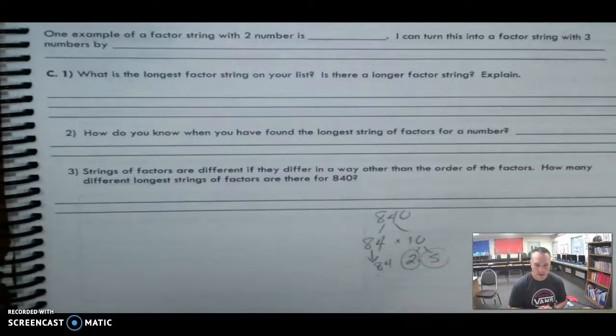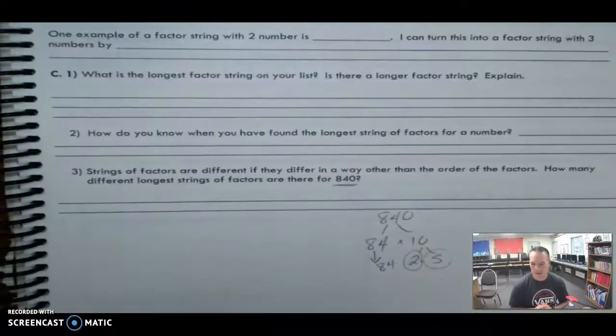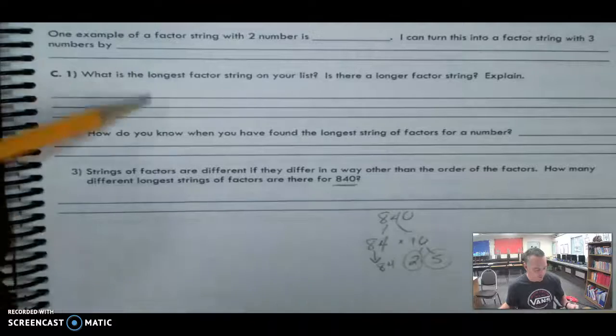How do you know when you found the longest factor string for a number? Okay, that's going to have to do with prime numbers, right? That would be all the prime numbers written out for that number, for 840 or for 24, whichever one you're thinking about. And then strings of factors are different if they differ in a way other than the order of the factors. How many different largest factor strings are there for 840? So this is basically saying, once you find all the prime numbers for 840, are there other prime numbers that go into it, or is that specific? Are those factors specific for the number 840? Okay, so go ahead and pause the video and see if you can answer these questions.